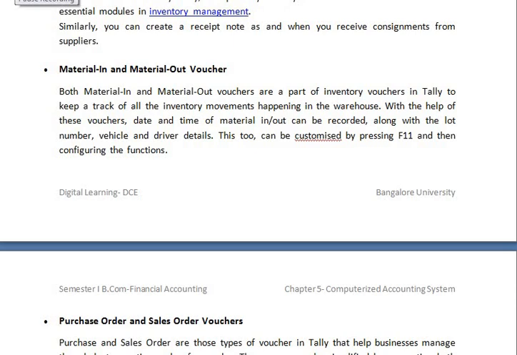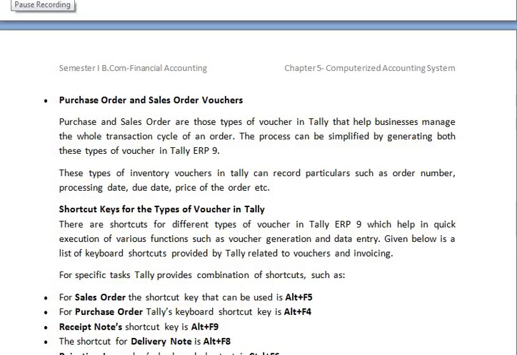Material in, material out voucher, where the material is coming in and what material is going out, all these things we can enter here. Purchase order and sales order vouchers are also like that. Purchase order and sales order are very helpful for the business to manage the whole transaction and the cycle of orders: when we are purchasing, when we are selling, who is ordering it, order number, date, due date, all these things we can enter in this voucher.